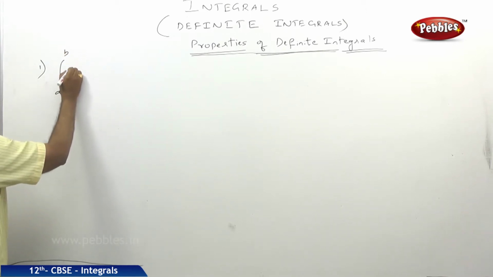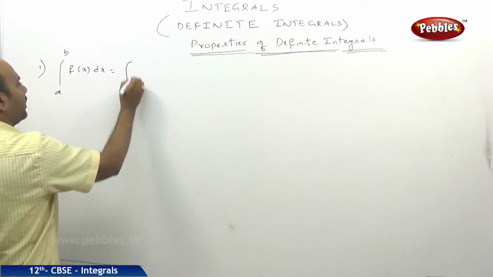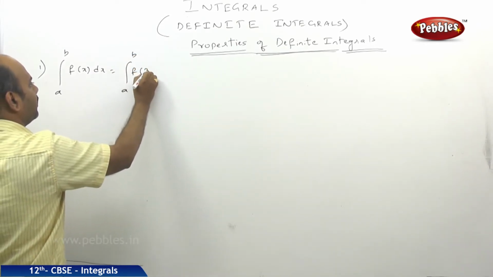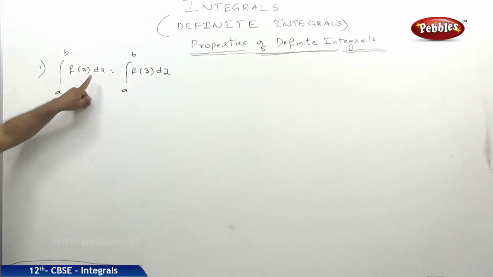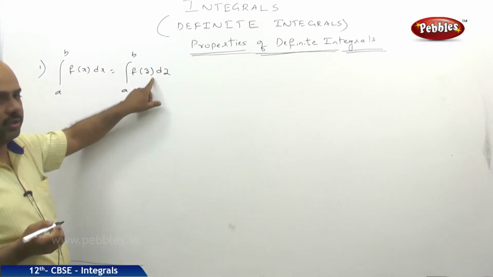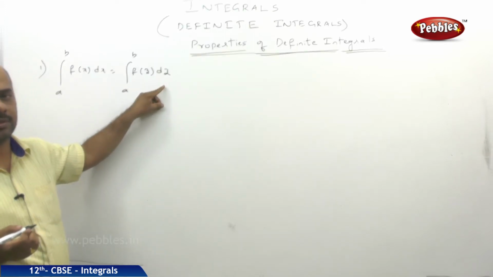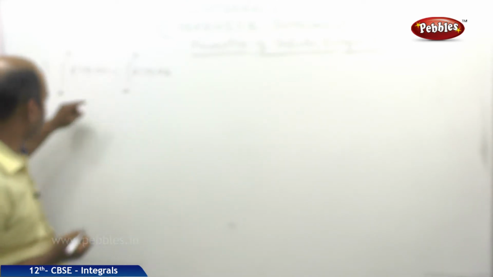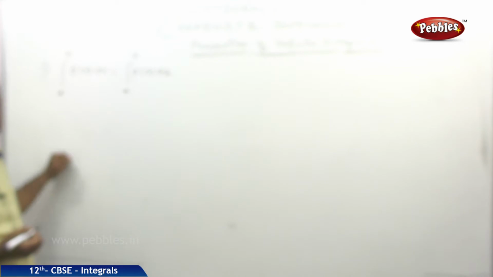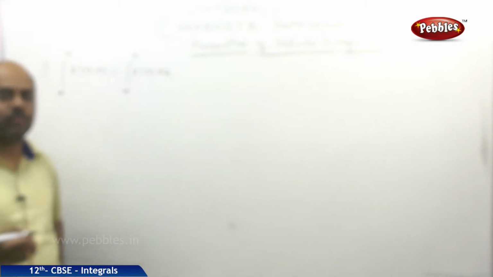Integral of a to b f of x dx is equal to integral of a to b f of z dz. In this function, x is a variable, and in this function it is in terms of variable z. But limits are from a to b, and here also limits are from a to b. If we integrate and if we substitute the limits, we will be getting the same answer. This is the meaning of this particular property.